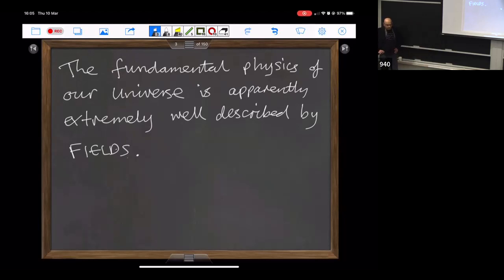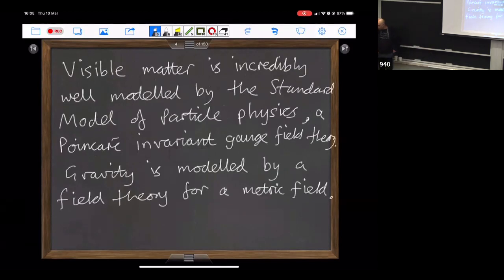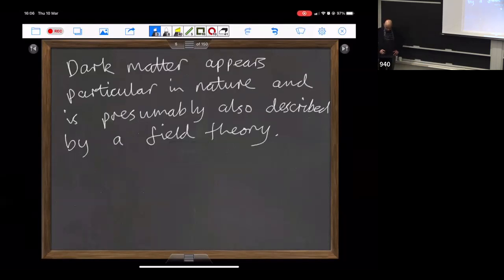All right, so, as hopefully most of us know, the fundamental physics of our universe is described extremely well, possibly, to me, sometimes, ridiculously well, by field theories. Visible sector matter is described by the standard model of particle physics, which is a Poincare invariant gauge field theory. And beyond that, gravity itself is also described by a field theory, Einstein's theory. Dark matter seems to be particle-like in nature, as far as we can tell, so it's presumably also described by a field theory.